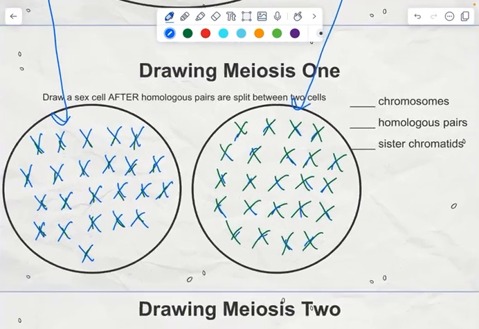All right, so now we have some separated cells. Now of these, they each still have the 46 chromosomes. Now they no longer have any homologous pairs, and they still have 46 sister chromatids. Actually, my bad, that is supposed to be 23 chromosomes, because each one of those individual still counts as a chromosome. It's just the sister chromatids that are duplicated.